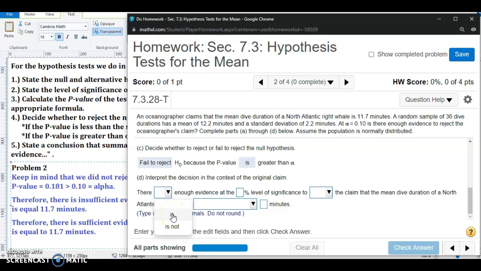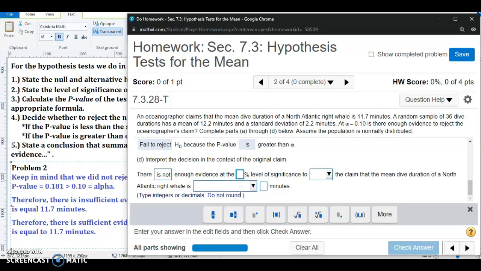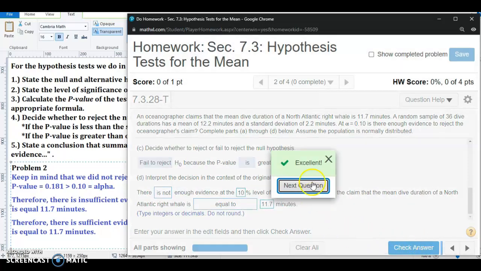Let's see. Let's go this way. So there is not enough evidence at the 10% level of significance, right? So convert that into a percentage to reject the claim that the mean dive duration of North Atlantic right whales is equal to, right? Since that's the symbol used in the claim, which is equal to 11.7 minutes. So let's see if that works. Okay, yeah, so that does work.